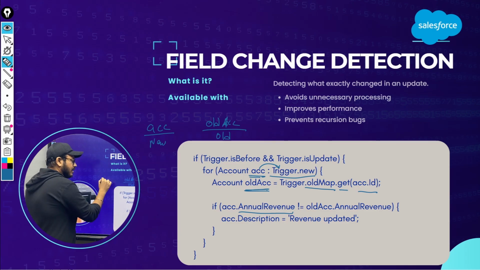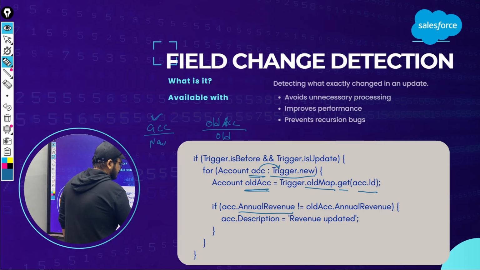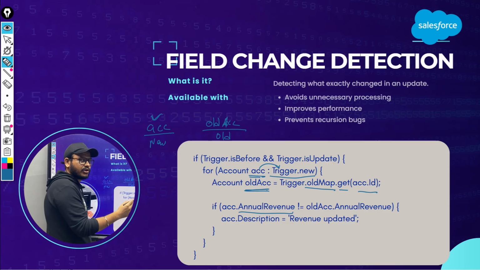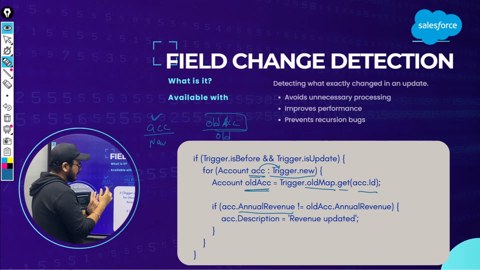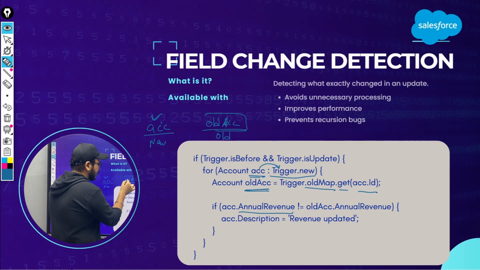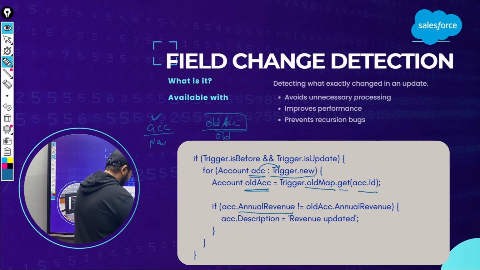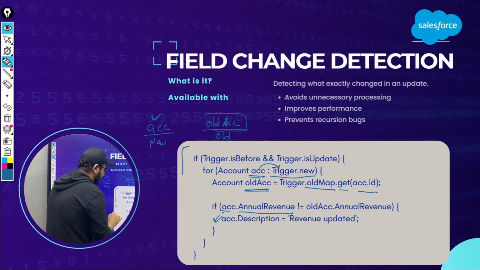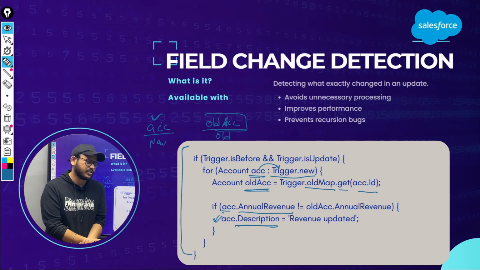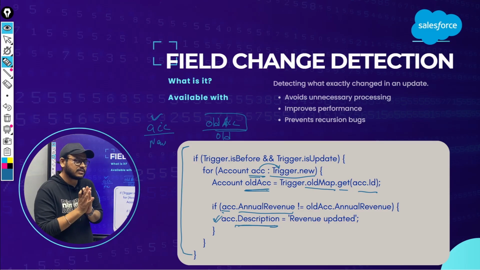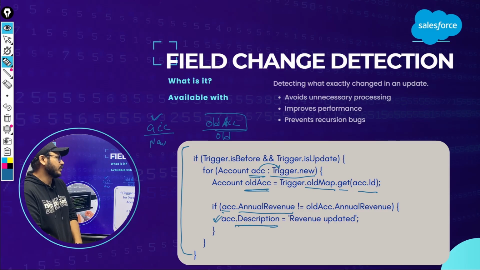Since I was iterating this loop through Trigger.new, it would have been difficult to retrieve this if Trigger.newMap and Trigger.oldMap were not there. But now I can simply use the ID of this record, retrieve the old values for the same record, and it becomes super simple to compare acc.AnnualRevenue not equal to oldAcc.AnnualRevenue, and then do whatever you want. For example, here I have updated the description, or you can do any sort of logic execution there. This is a very important use case which is used very frequently.